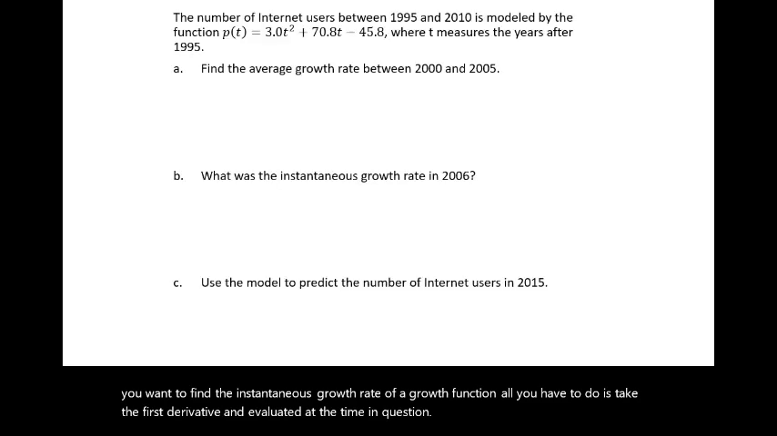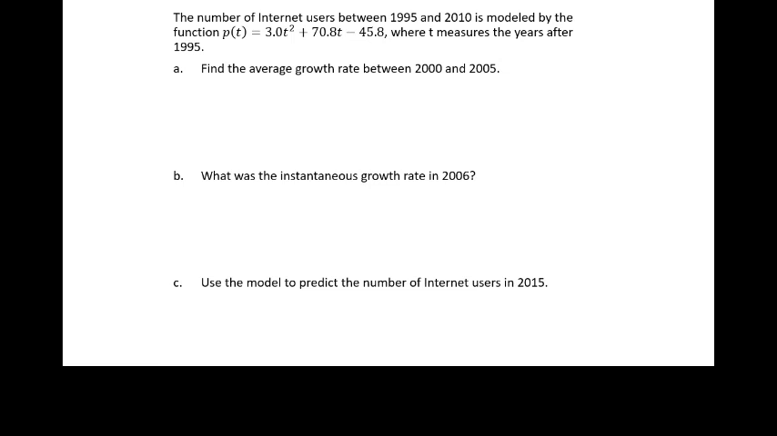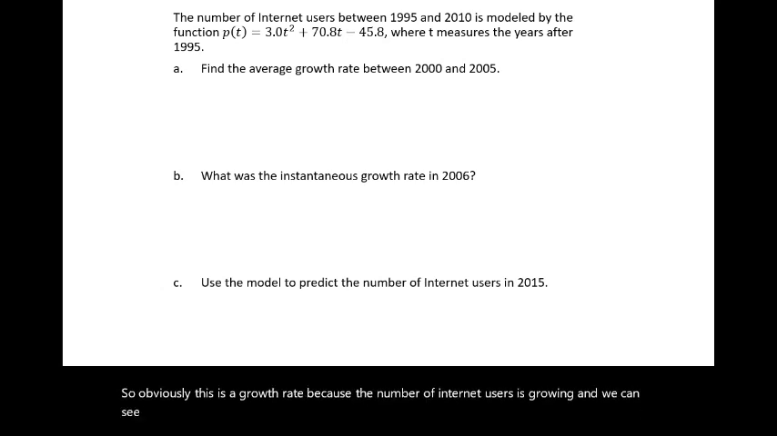So let's say that the number of internet users from 1995 to 2010 is modeled by this function p of t, where t measures the number of years after 1995. So obviously this is a growth rate because the number of internet users is growing, and we can see that by the quadratic function with a positive leading coefficient. This is clearly a growth rate.